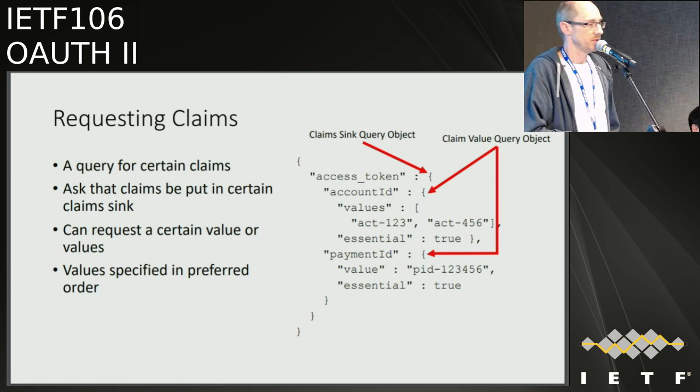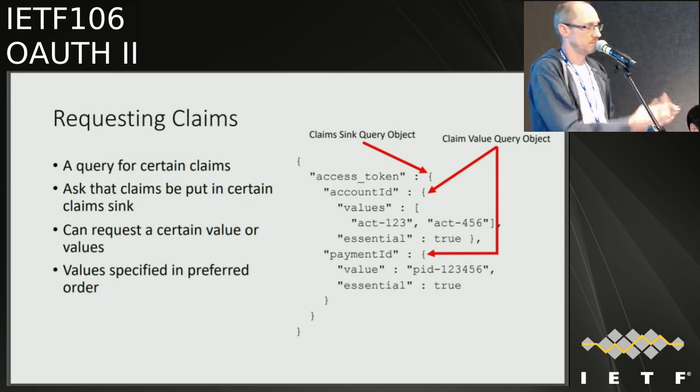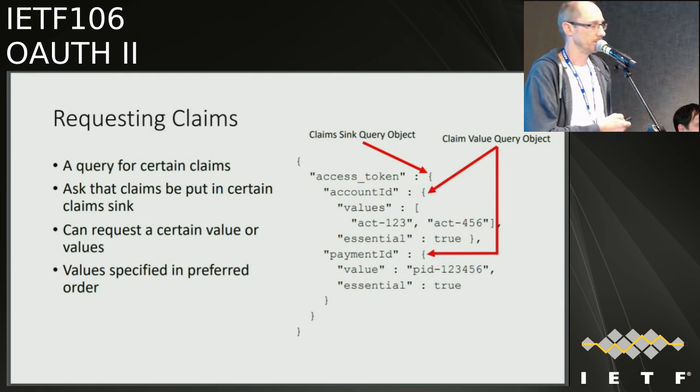So, requesting claims. The object here, I've given it a name, a claim sync query object and a claims value query object. Basically this is a way of querying for certain claims to be asserted by the authorization server. We're asking that claims be put in a certain sync, a certain destination: the ID token, an access token, or an access token specific to a certain resource server. And then we can also have preferential values to be asserted.